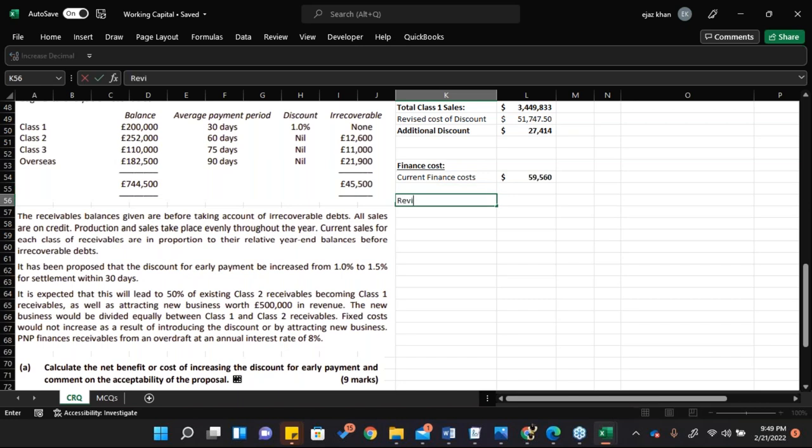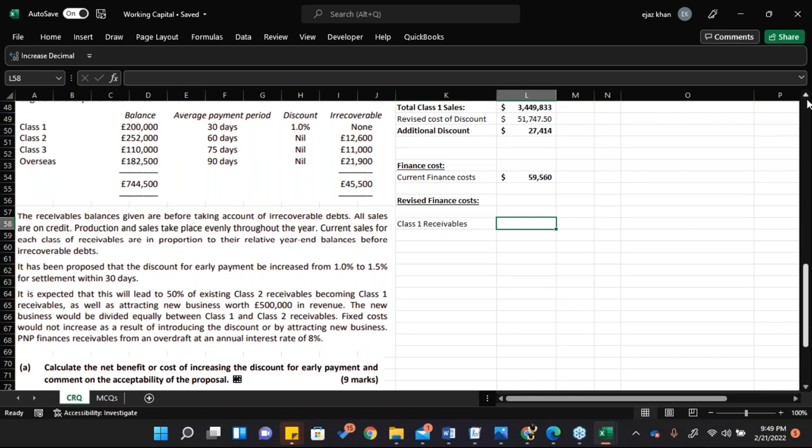Now let's talk about revised finance cost. For that, we need to have revised account receivable figures as well. Class 1 receivables. First, let us find the class 1 receivables.